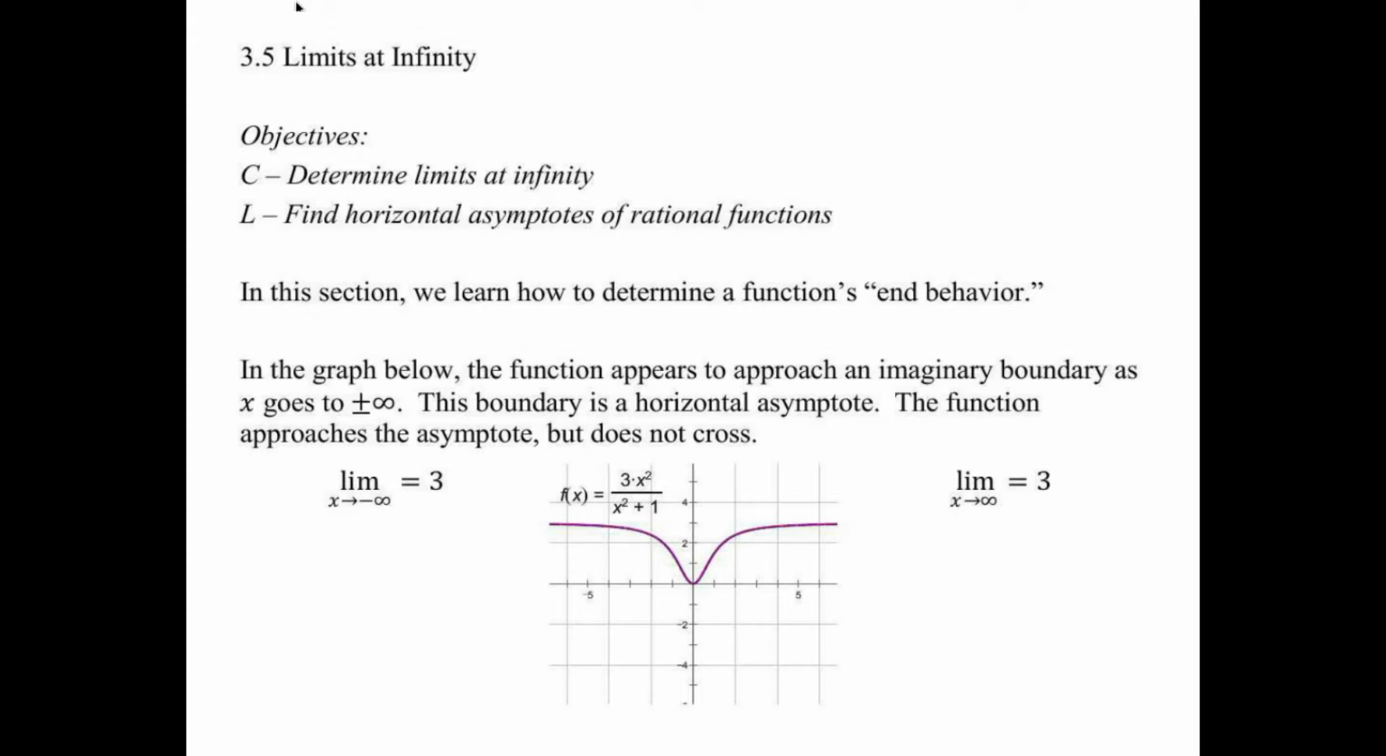So take a look at the graph at the bottom of the screen. In this graph, the function appears to approach an imaginary boundary as x gets infinitely large and infinitely negative. Okay, infinitely more positive and infinitely more negative. So by that I mean as x goes to plus or minus infinity. Okay? This boundary is a horizontal asymptote.